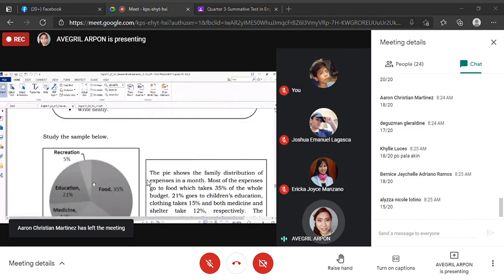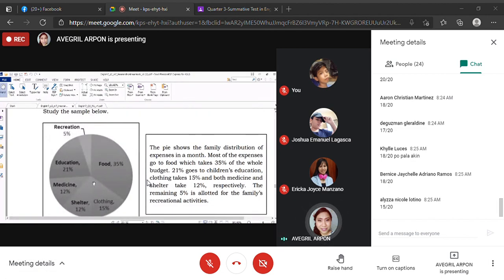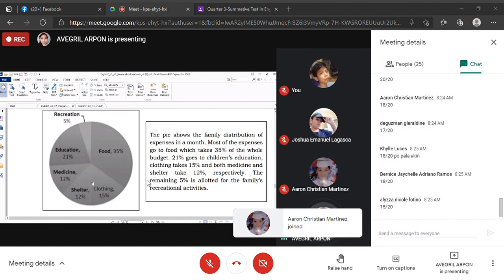Okay, so let's have another example. Here, recreation. The pie shows the family distribution of expenses in a month. Most of the expenses go to food, which takes 35% of the whole budget. 21% goes to children's education. You can also take a photo of this example. Clothing takes 15% and both medicine and shelter take 12% respectively. The remaining 5% is allotted for the family's recreational activities.